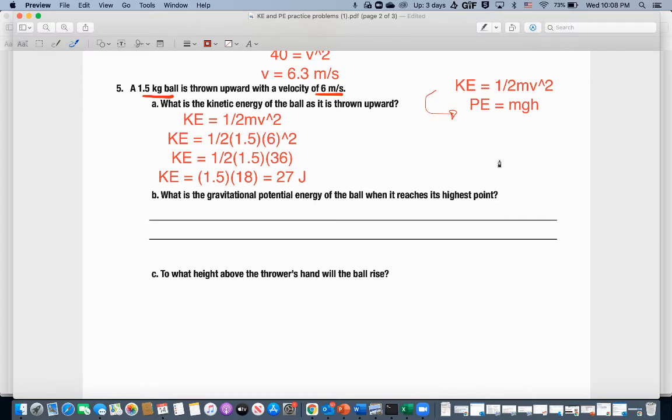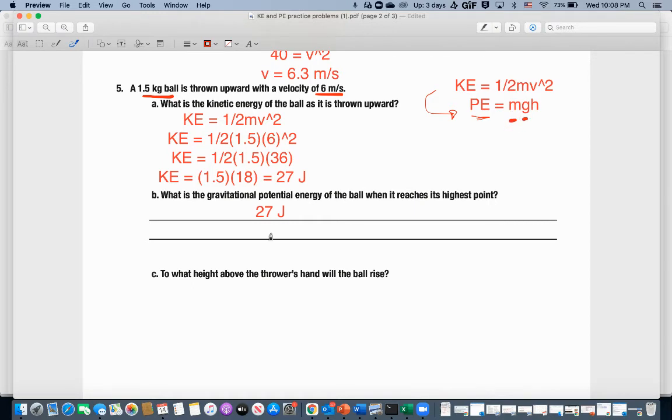Well, it's all going to go, in this case, to potential energy. In the one before, we saw potential energy go to kinetic. Now we're seeing kinetic going to potential. So if it's all going to potential, what is the gravitational potential energy of the ball when it reaches its highest point? It has to be what the kinetic was right here, because all of that kinetic is turning into potential. So this should be 27 joules as well. Well, if that's the case, then what height above the thrower's hand will the ball rise? Now, if I know that this is going to be 27, I also know the mass is 1.5, and I also know that g is always 10. We're always using 10 in here.